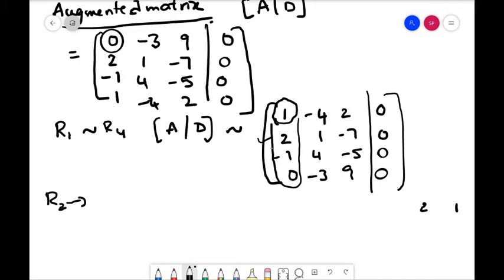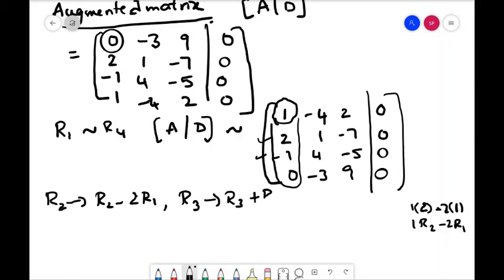So what do I do? 1 into 2 minus 1 into 2 into 1 will be 0. So what is the operation I will be using? 1R2 minus 2R1. So for R2, R2 minus 2R1, it will be 0. Let us see what about R3? R3, you have minus 1 here, minus 1 plus 1 will be 0, so for R3 plus R1. What about R4? We don't need to do anything because it is already 0.